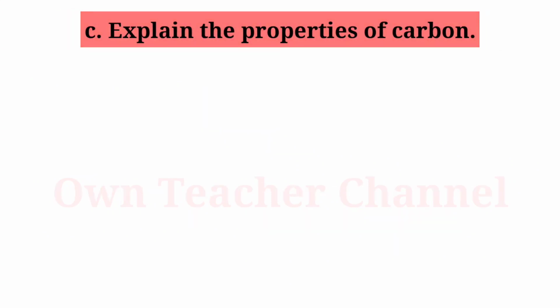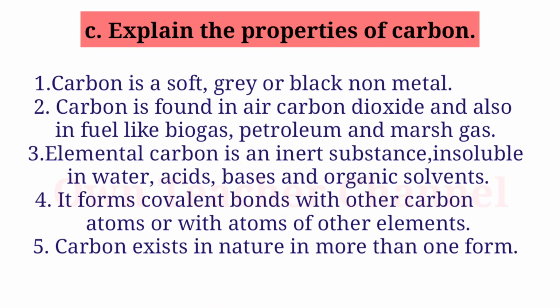Explain the properties of carbon. Carbon is a soft, grey or black nonmetal. Carbon is found in air, carbon dioxide and also in fuels like biogas, petroleum and marsh gas. Elemental carbon is an inert substance insoluble in water, acids, bases and organic solvents. It forms covalent bonds with other carbon atoms or with atoms of other elements. Carbon exists in nature in more than one form.